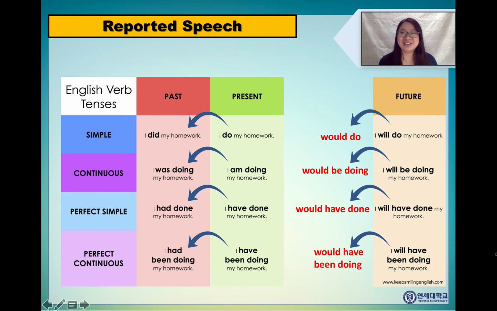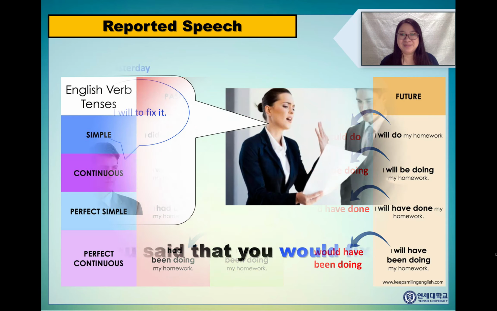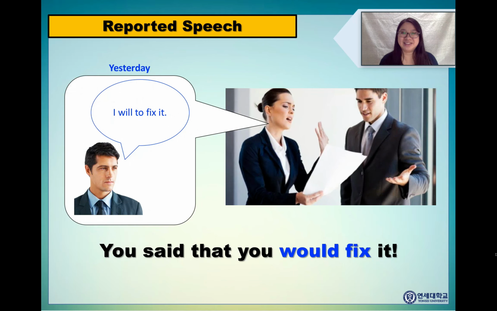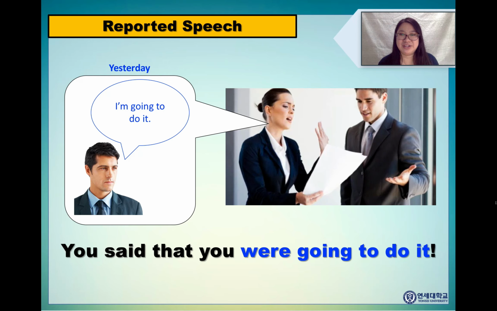Okay, so let's take a look at an example, and hopefully that'll make it a little more clear. Here we have the same situation, we just changed his reported speech. Yesterday, he said, "I will fix it." Yesterday, you said that you would fix it. Will, would. How about future tense, be going to?